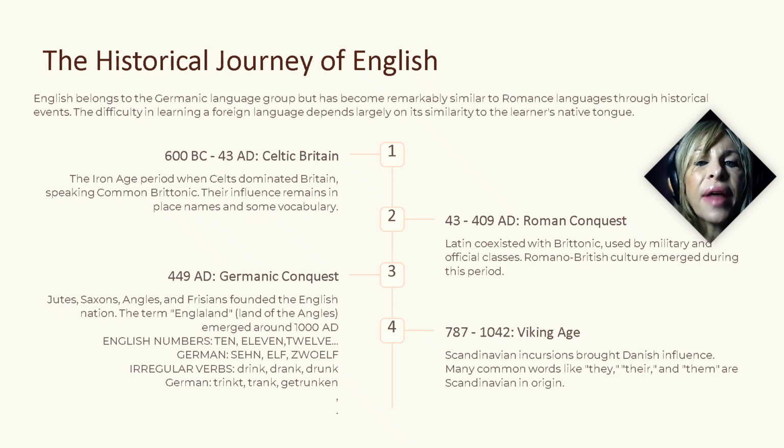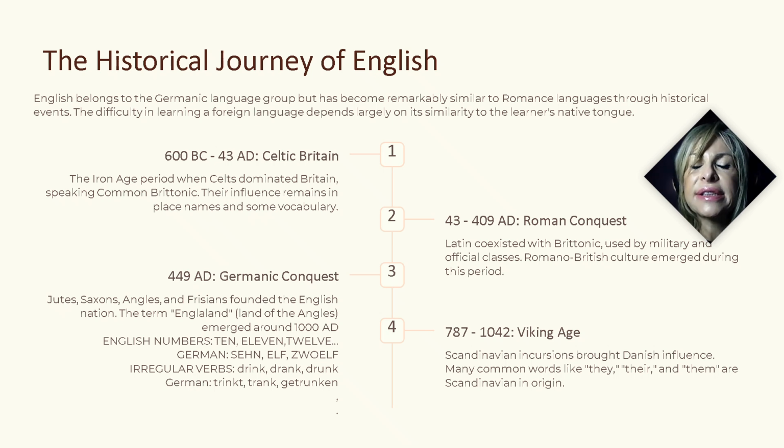From around 1000, the land of the Angles took place. The English language is a result of the dialects spoken by the Germanic tribes. This can perhaps be best observed by looking at the numbers from 10 to 20. As you can see, the suffix -teen is replaced by -zehn, such as in thirteen, fourteen. In addition, we can see this pattern in irregular verbs, such as drink, drank, drunk, and in German, trinken, trank, and getrunken.